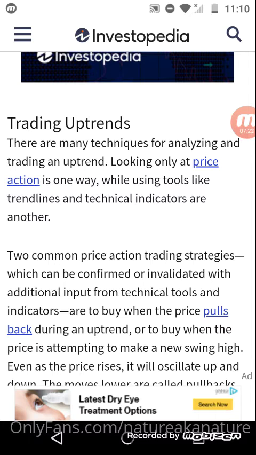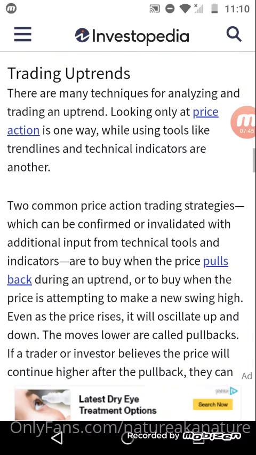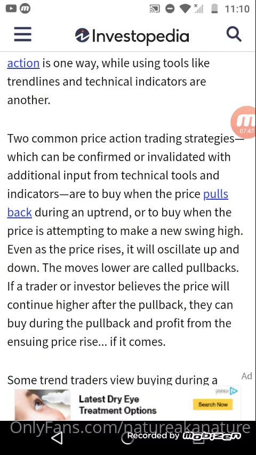I want to show you guys what price action is, and how you can utilize it. So using price action is one way, while using trend lines and technical indicators is another. Like I said, you don't even have to use trend lines and technical indicators if you really understand price action, which I'm going to explain to y'all. You know what I'm saying? So y'all can make y'all money and do what y'all gotta do in life.